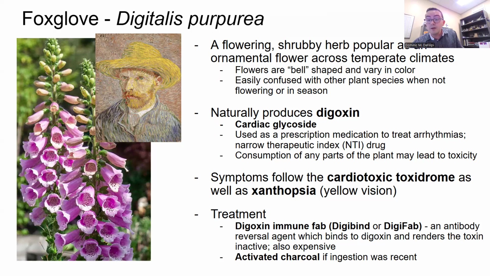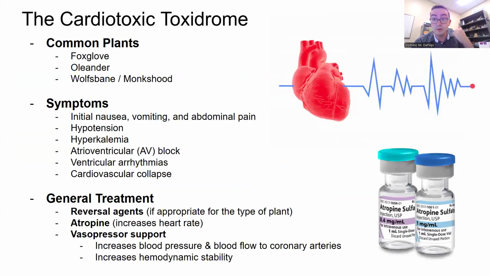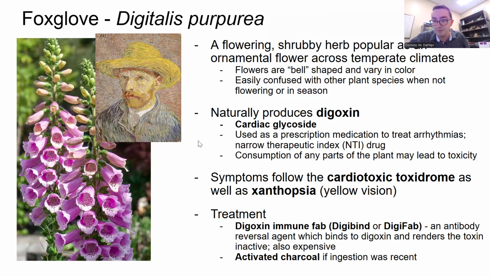Symptoms follow the cardiotoxic toxidrome. So your digoxin poisoning symptoms are going to follow that initial nausea, vomiting, abdominal pain, hypotension, hyperkalemia, and then those arrhythmias. However, foxglove has one distinguishing symptom which sets it apart from all other plants, or all other poisonings. Well, really all other poisonings that we're going to talk about today. Its symptoms follow the cardiotoxic toxidrome in addition to xanthopsia.